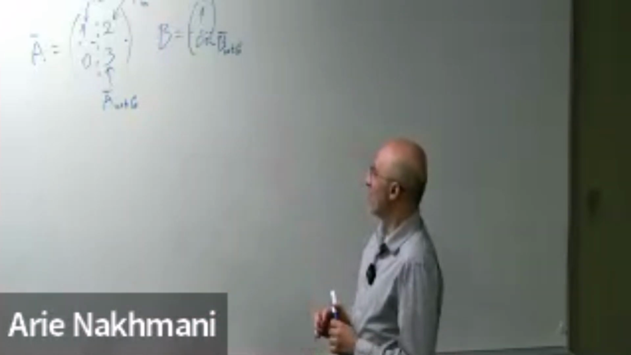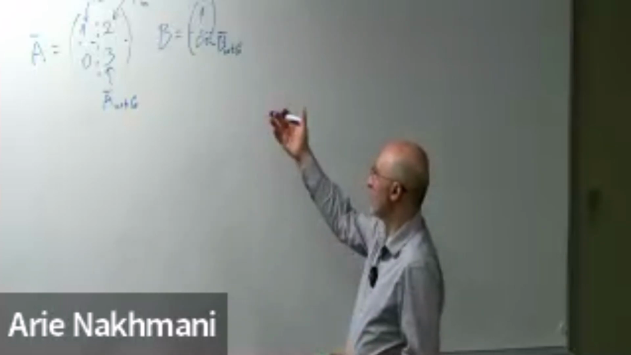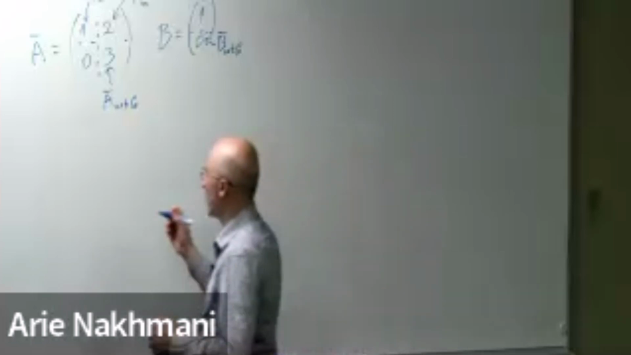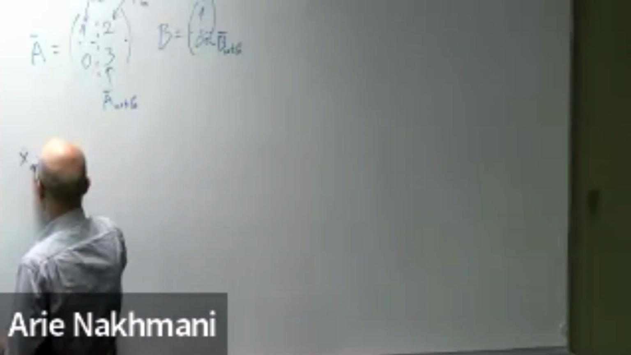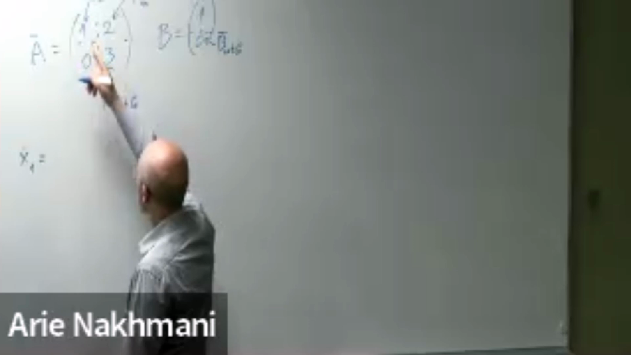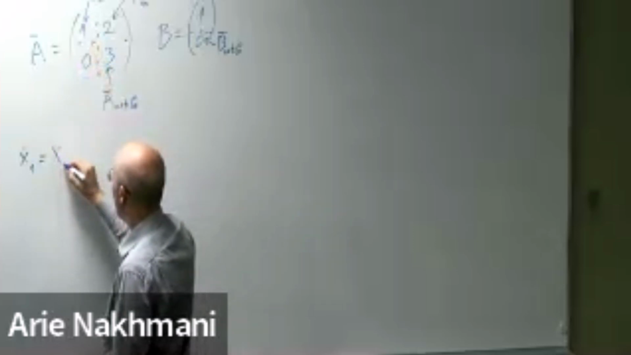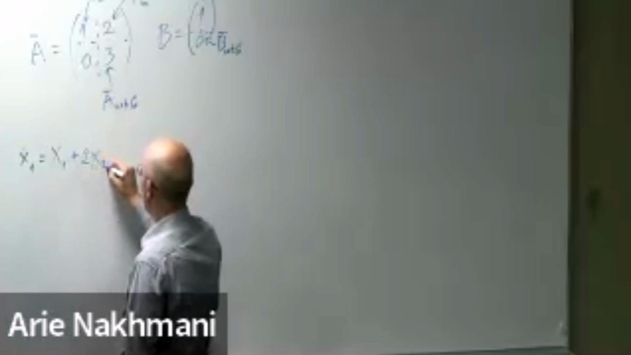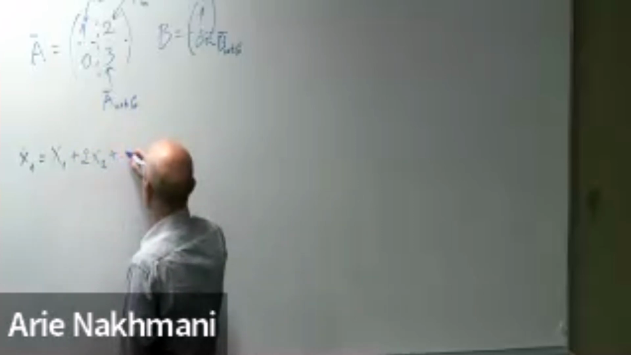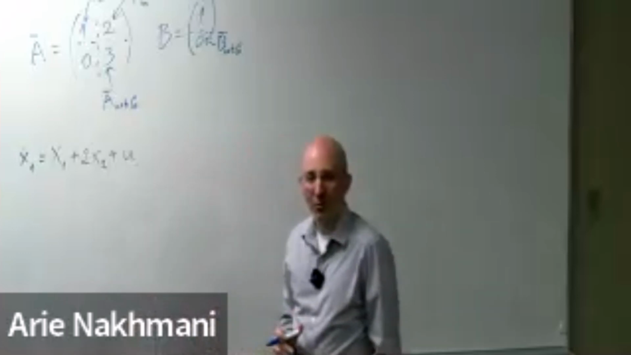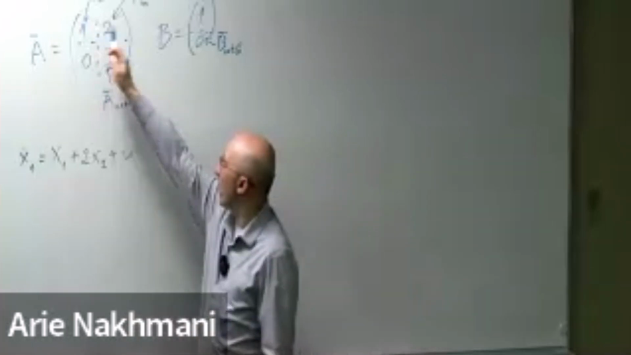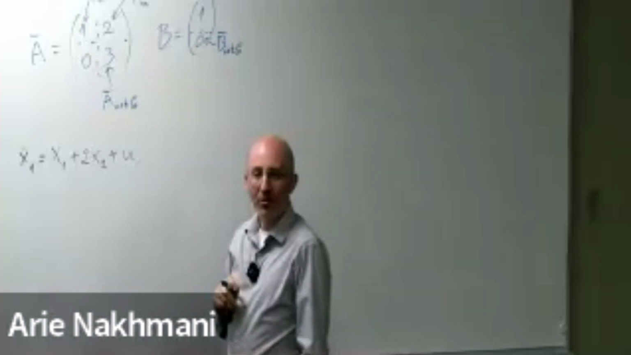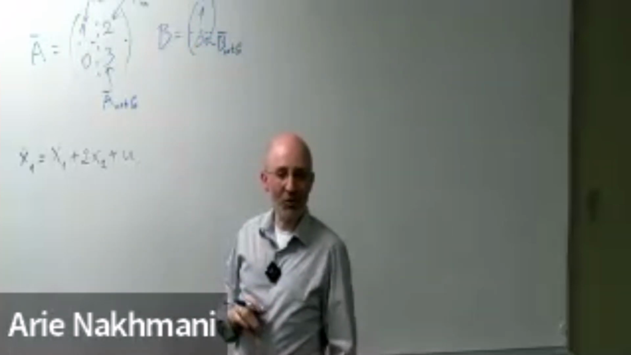Okay, so let's see what the system is. x dot equals A bar x plus B bar u. So this will look like that. x1 dot will equal 1 times x1, plus 2 times x2, plus 1 times u. That's my first equation.